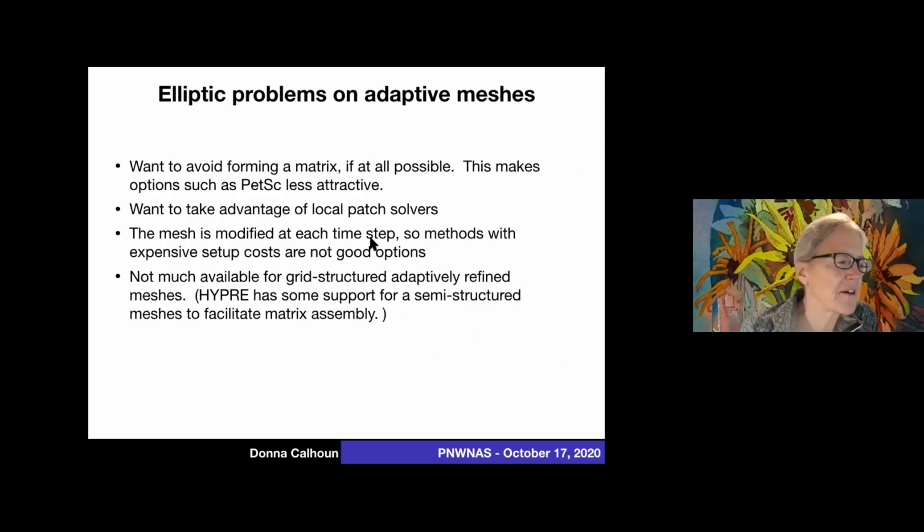Now we want to solve an elliptic problem on these adaptive meshes. In some sense, it's easy to think, well, solving an elliptic problem on a Cartesian mesh, isn't that a solved problem? Well, it turns out not really, especially if you have your own quadtree mesh and you need to solve an elliptic problem on it. So we had several goals. We wanted to avoid forming a matrix if at all possible. Matrix assembly, certainly if you're in a finite element world, you think nothing of matrix assembly.